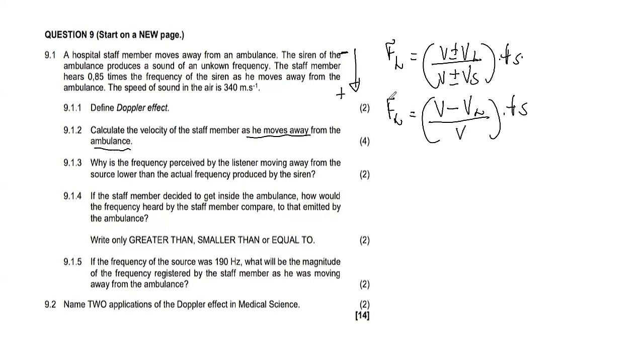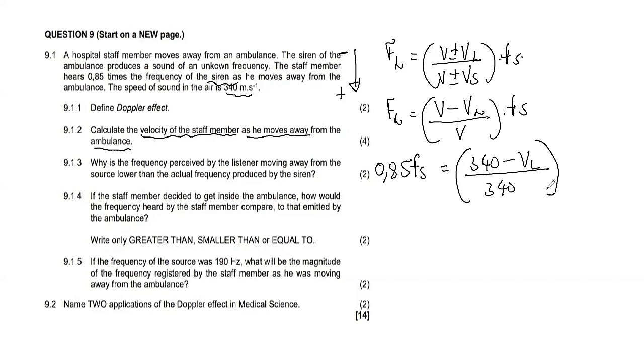Okay, so what is the frequency of the listener? They said the staff member hears 0.85 times the frequency of the siren. So the siren is the source. So now we can indicate that it is 0.85 of the frequency of the source. So that's 0.85 fs. And then what's v? They told us we must take the speed of sound in air as 340. So we're going to have 340. And then what's the velocity of the listener? Are we told? That's what we are trying to calculate. So calculate the velocity of the staff member, vL. Then here we will have 340 multiplied by fs here, right?